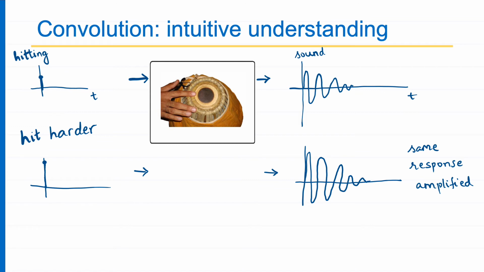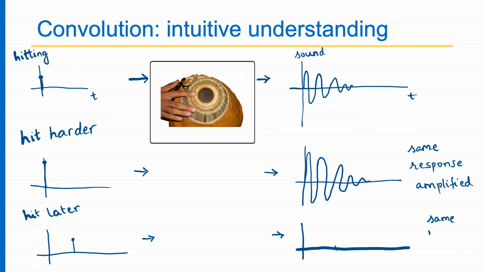I'm assuming this system is linear time invariant. If you don't understand those terms, ignore it, no problem. Just that this is a linear system: if I apply double the force at the input, I get double the response at the output. Now what happens if I hit later? If I hit after some time, not at t equal to 0, but let's say at t equal to 2 seconds, what will happen? The entire sound will be shifted, right? Very intuitive. The whole thing will be shifted by 2 seconds and I will get the same response a little later.